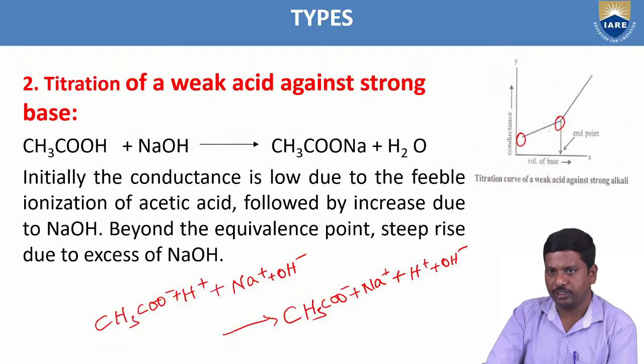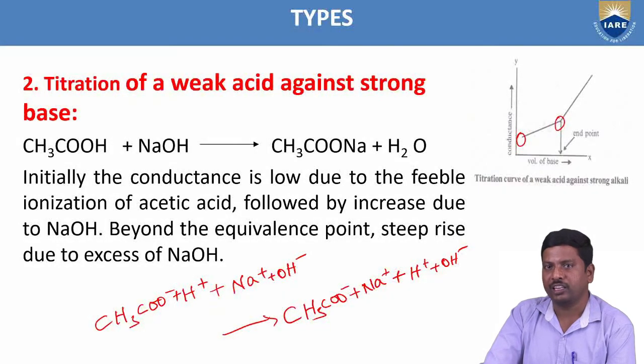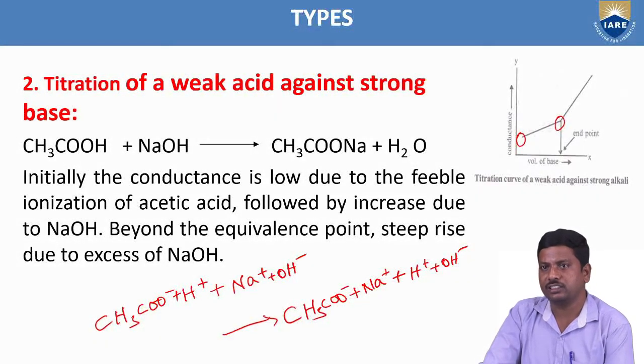But after the end point, sodium acetate easily dissociates into individual ions. That means polarity develops and mobility rises automatically. Conductivity increases after the end point. Initially the conductance is low due to the feeble ionization of acetic acid, followed by an increase due to the addition of sodium hydroxide. Beyond the equivalence point, there is a steep rise due to the excess of sodium hydroxide. And this is the second type of conductometric reaction.